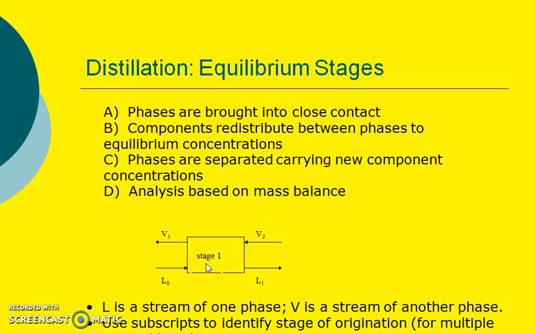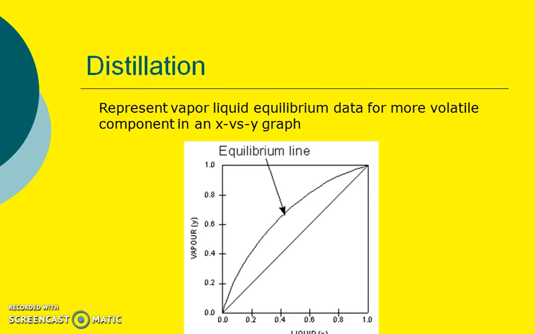So this is the diagram for input and output from each stage. The vapor comes from the bottom stage, whereas liquid comes into the stage from the top of the column, the top tray. So this is the distillation. This is the graphical way of identifying the number of stages.